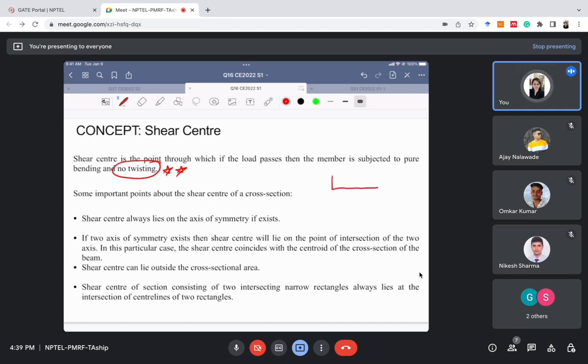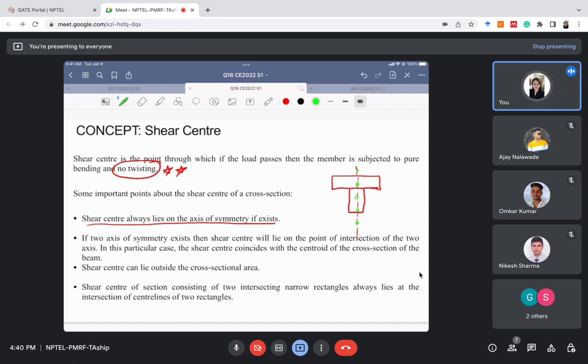Suppose there's a T section. In this T section, there is an axis of symmetry, right? This is the axis of symmetry, and it is the only axis of symmetry that exists. So the point is that the shear center always lies on the axis of symmetry. The shear center for this cross section will lie anywhere on this axis of symmetry. It will not lie beyond the axis of symmetry.